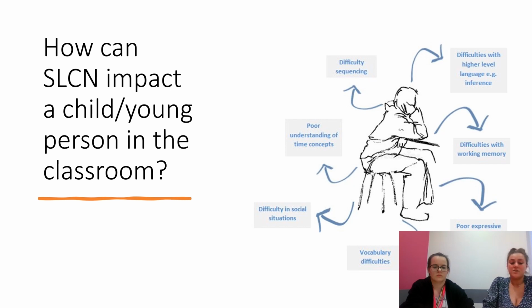They might find social situations difficult. So even being within the classroom, that might be a difficult situation. They might find it hard to work or be around other people.